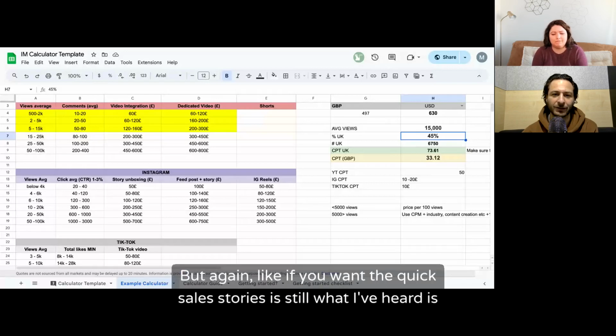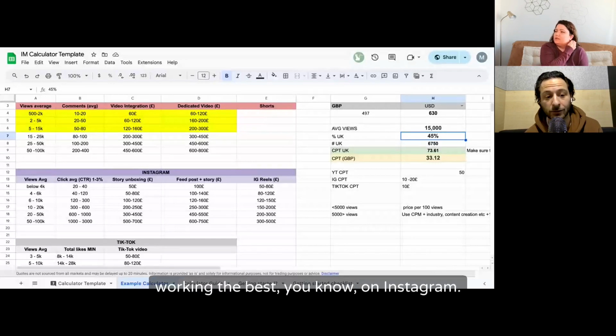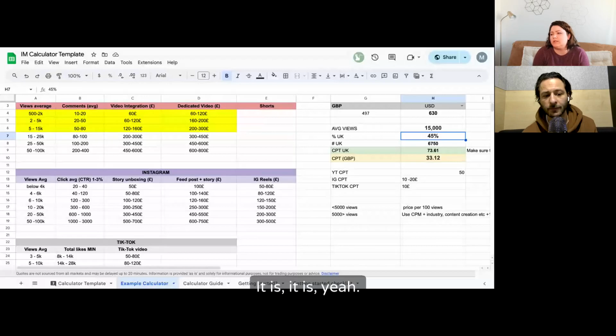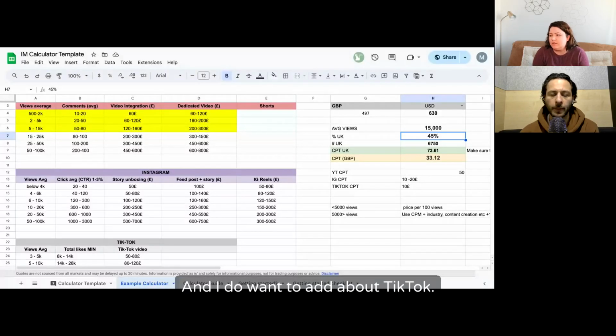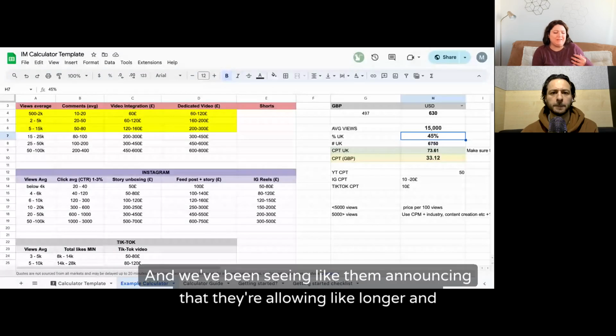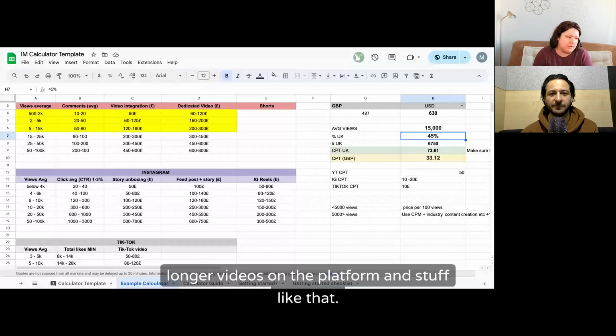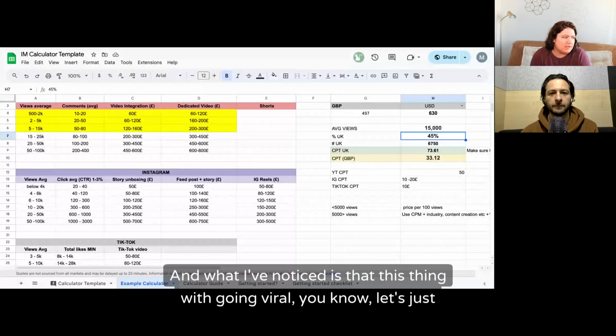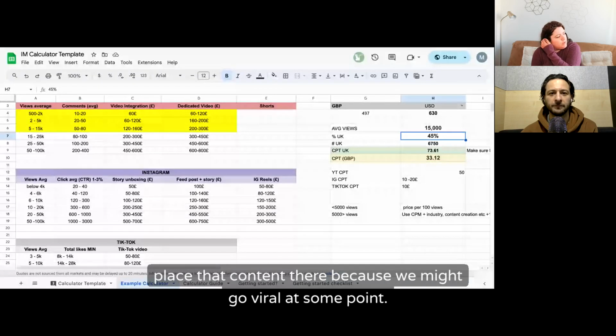But again, if you want the quick sales, stories is still what I've heard is working the best on Instagram. And I do want to add about TikTok. They're making their play towards increasing long form content on their platform. And we've been seeing them announcing that they're allowing longer and longer videos on the platform. And what I've noticed is that this thing with going viral, let's just place that content there because we might go viral at some point.